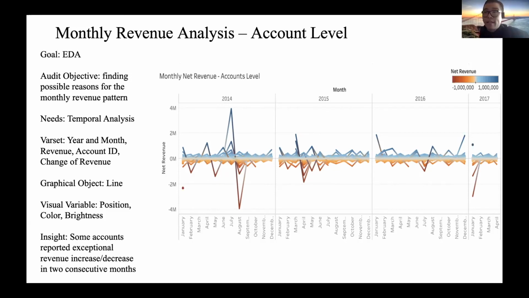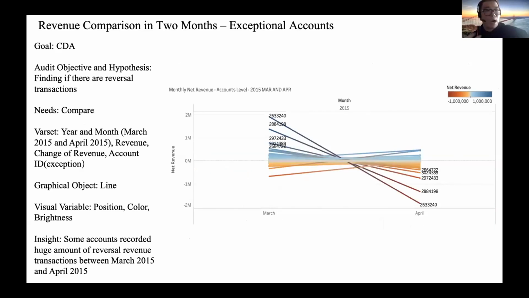So the second insight led us to a new CDA process, the confirmatory data analysis, with our hypothesis. We want to find if there are some reversal transactions. And we modify our variable set again. Now we focus on the revenue recorded in March 2015 and April 2015, and also on those accounts which reported exceptional revenue change in two consecutive months. And we did find some accounts recorded a huge amount of reversal revenue transactions between March 2015 and April 2015. It seems like they are borrowing revenue from April to March, but we do not know why.